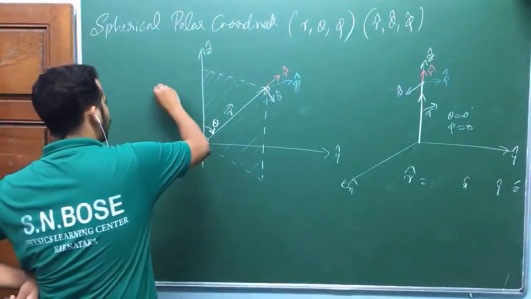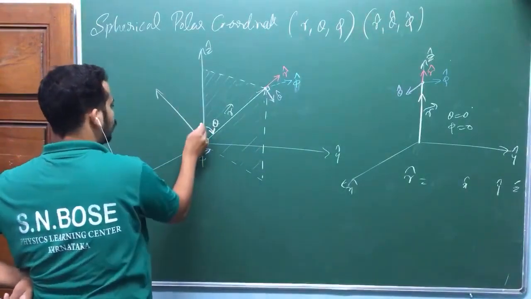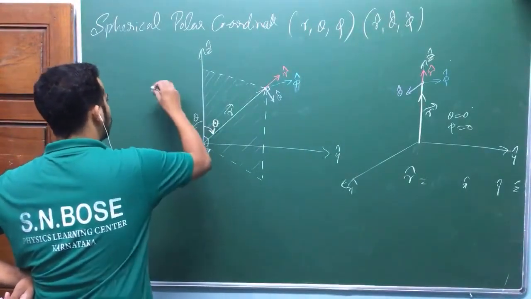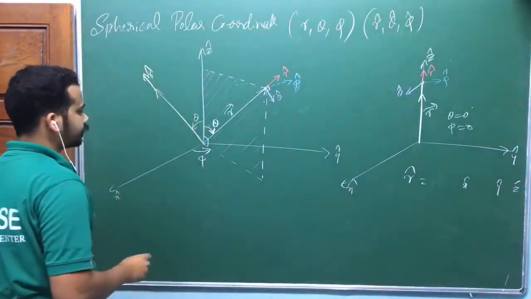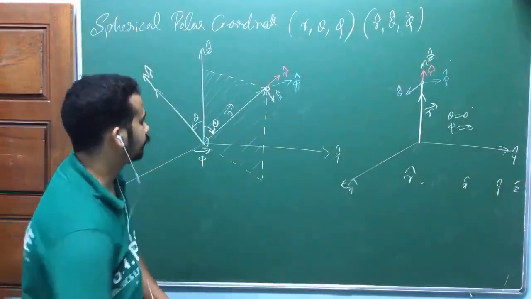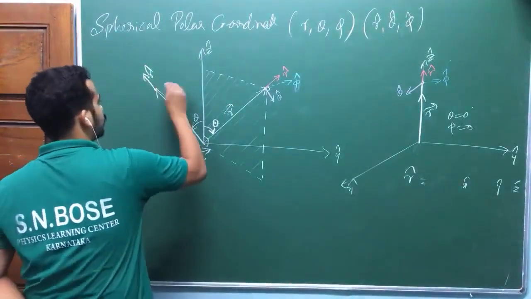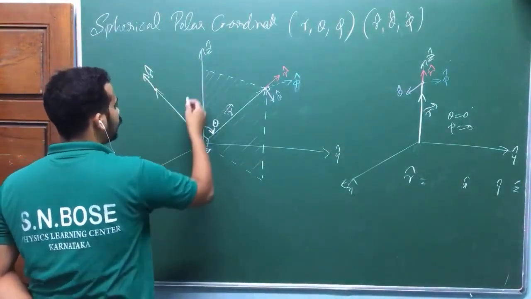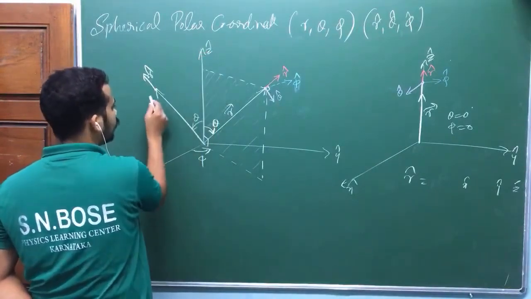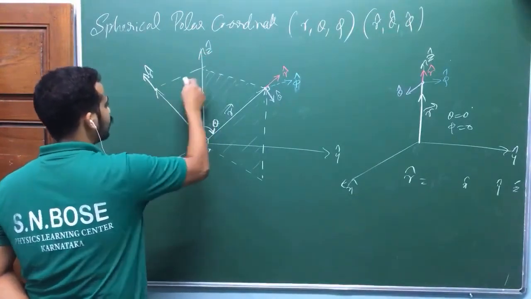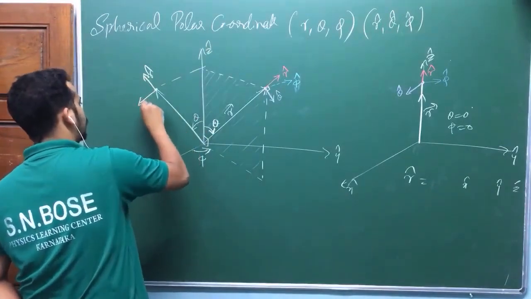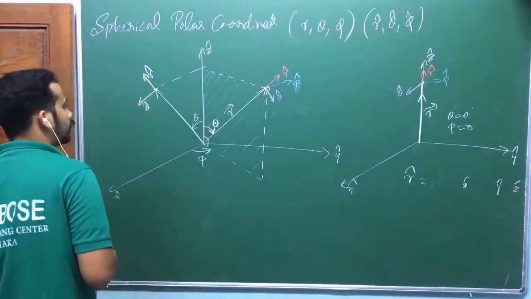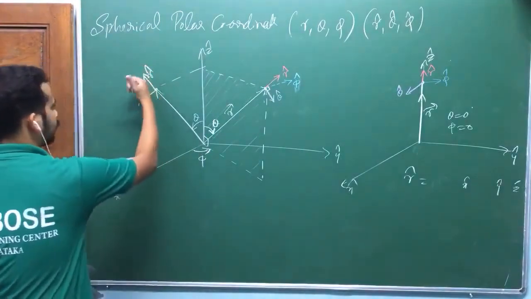Suppose you have your R vector like this, okay? Then you define your theta like this, am I right? So this is your R cap. Now you define theta cap: again, you define a plane containing this R cap and Z cap, and in that plane you define theta cap. And phi cap would be given by the cross product, R cap cross theta cap.